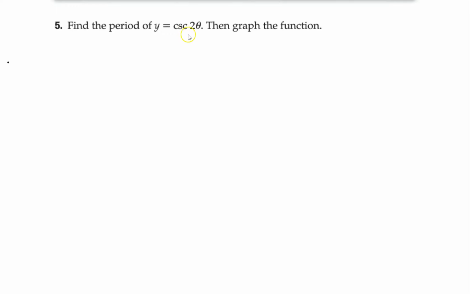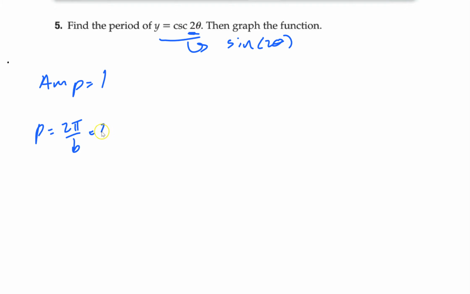So first thing I'm going to talk about, cosecant is the reciprocal of sine. So sine 2 theta is what we're really going to look at. So let's find the amp and period like we always do. Amp's the number in front, which is 1. Period is 2 pi over b. In this case, my b is 2, the number in front of the theta. So I get 2 pi.